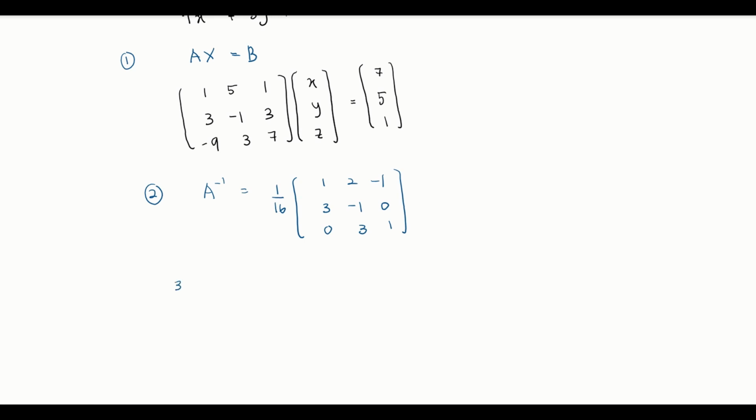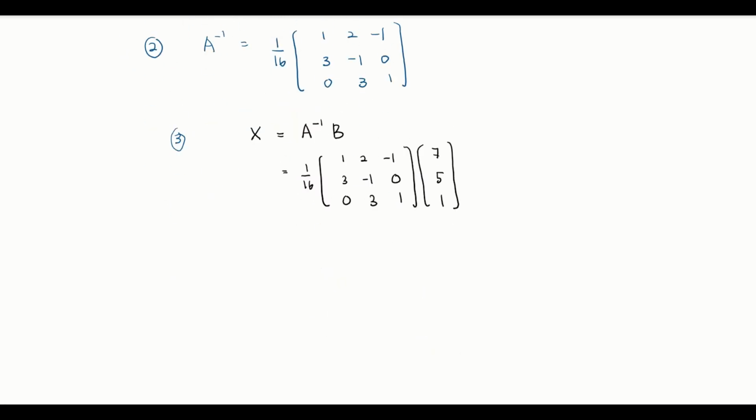So we can go directly to the third step, which is to solve the equation using the formula: X equals A inverse times B. So X equals A inverse, which is 1 over 16, 1, 2, negative 1, 3, negative 1, 0, 0, 3, 1, times B, which is 7, 5, 1. We just multiply this, keeping 1 over 16 outside. The first entry is 7 plus 10 minus 1. The second is 21 minus 5 plus 0. The third is 0 plus 15 plus 1. If we simplify this, we get 16, 16, 16.